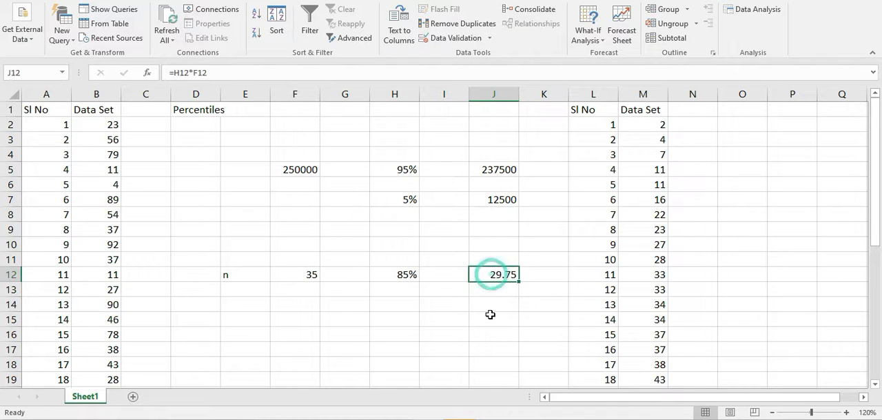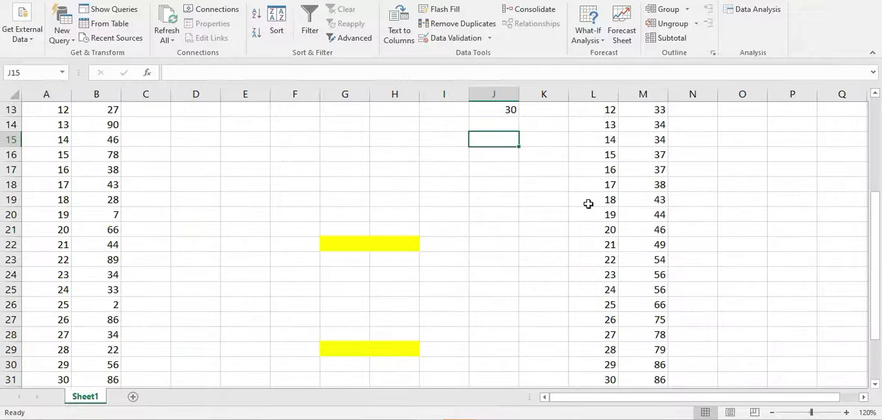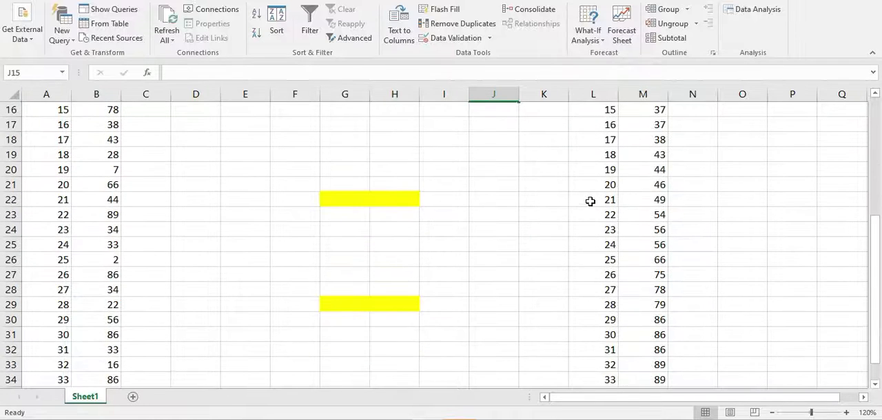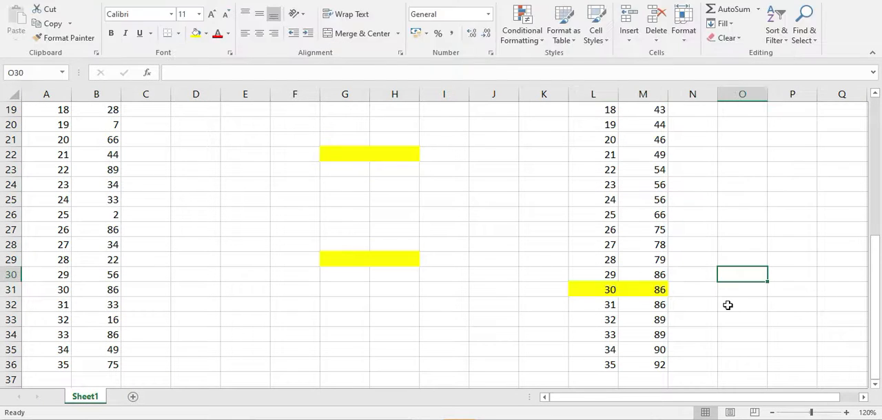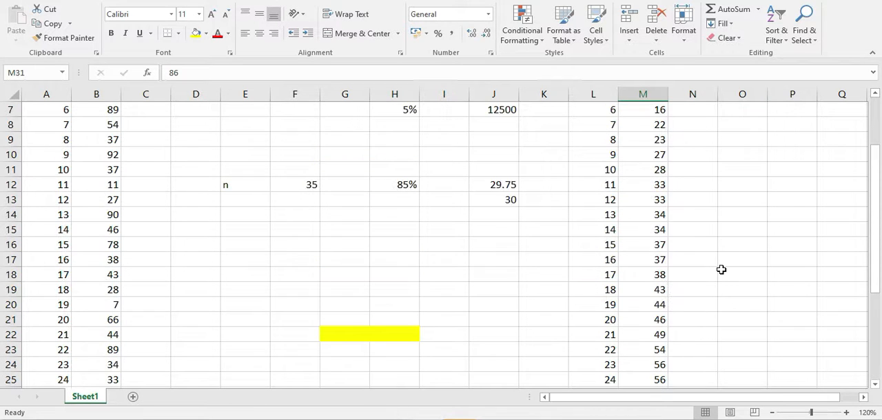So when you get a fraction 29.75, you take the next highest integer. Okay, even if it's 29.10, you move to the next higher integer, and so in this case the next higher integer is 30. So let's look at the 30th observation in this data set. Because it's arranged in ascending order, the 30th observation is right here. So in this data set, the number 86 actually is the 85th percentile score.